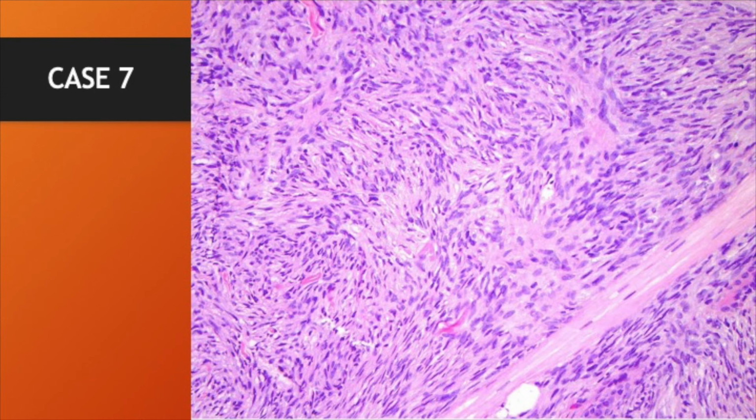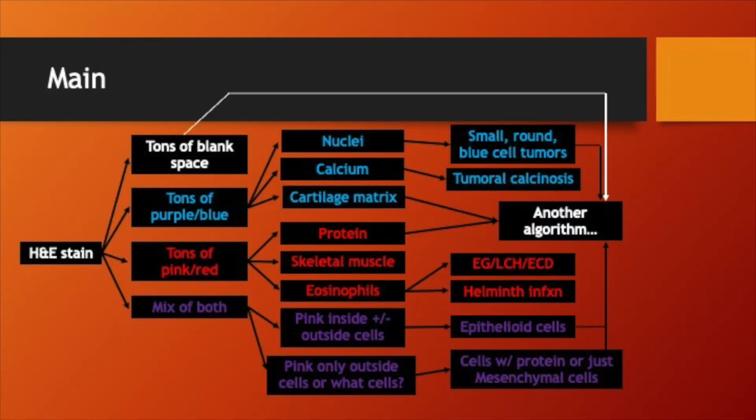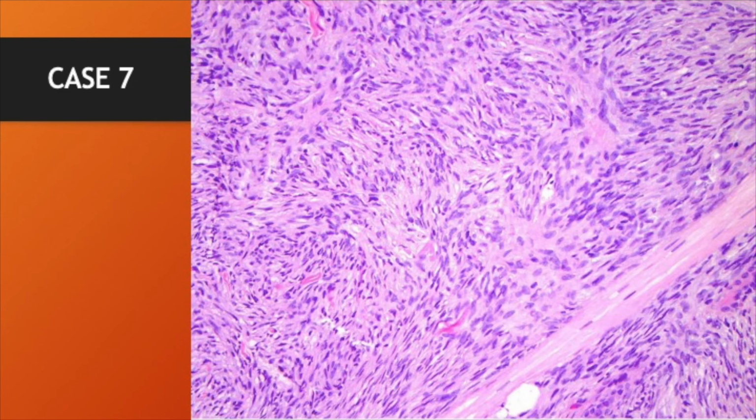So again, we see lots of pink and purple here, so we're going to shunt ourselves down that algorithm. So again, is the pink outside the cells? Is it inside the cells? Is it both? Or what cells? Here's where I would say, what cells? Is that pink inside or outside the cells? I can't tell. Yeah, there's this one stripe of pink down at the bottom, but that could just be a fibrous septae or something like that. It's not clearly part of the rest of what this tumor looks like. So we have this pink where it's hard to tell what's going on. Everything runs together and looks stuck together.